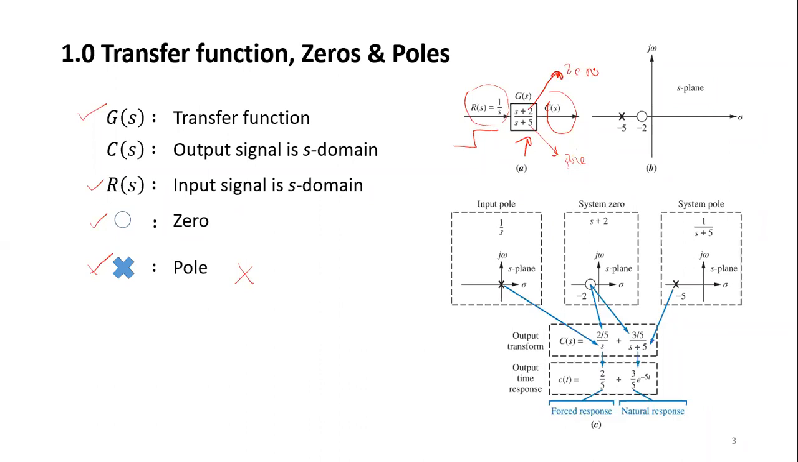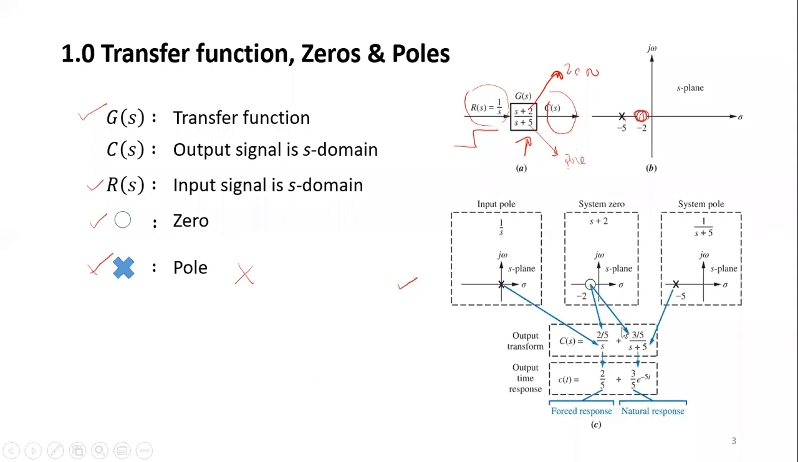So in the S domain plane, we can plot the zeros here and the poles here. It has some meanings to it, which we will go through in the advanced chapter. Before that, in this second graph we see 1 over S, which is the input, then the system zeros, S plus 2, and the system pole, which is 1 over S plus 5.